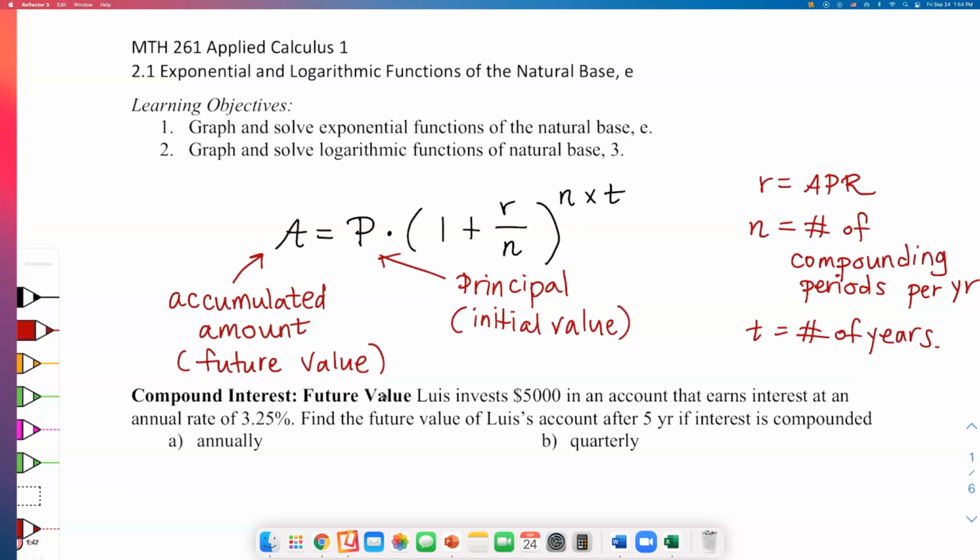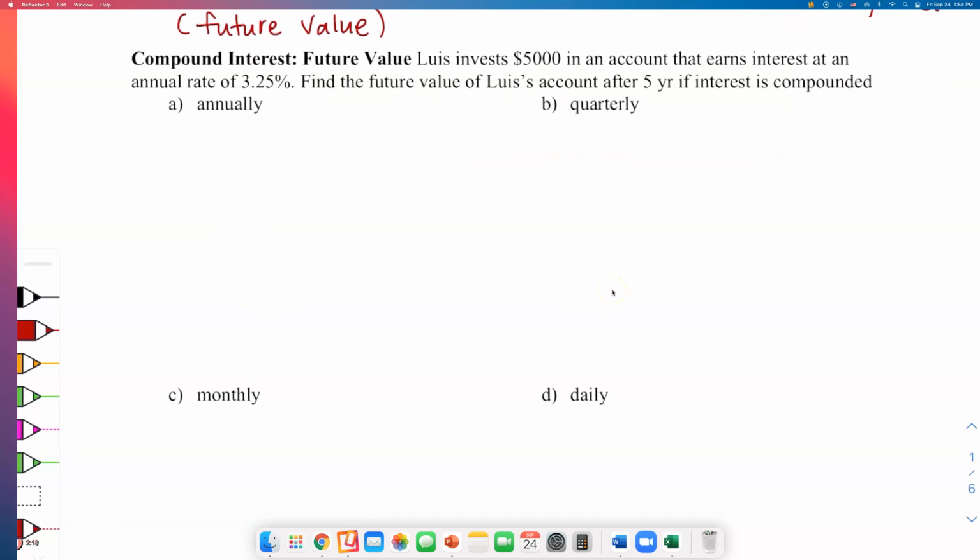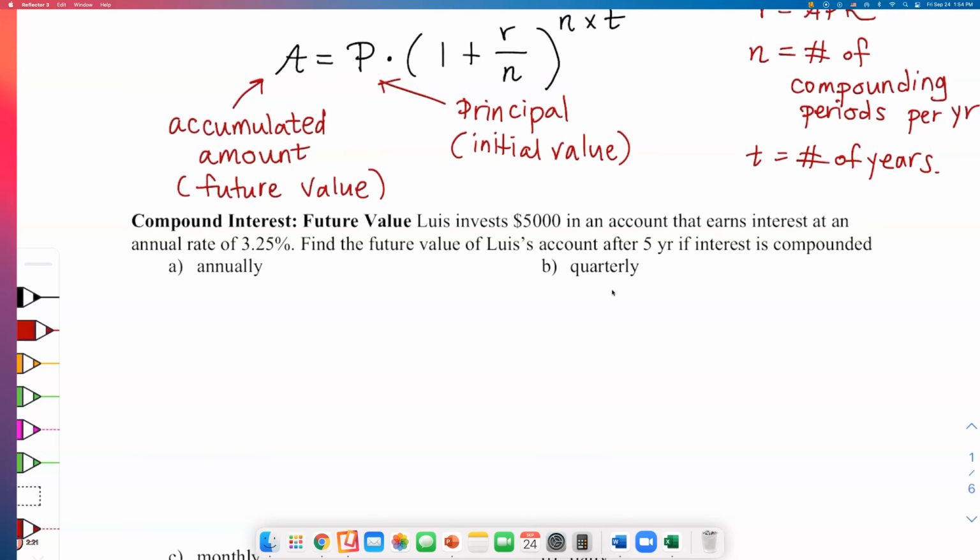Okay, so first page, we're just using this formula, but I'll show you how to identify what N is and how to use this formula to find the future value of an investment, okay? All right, let's take a look at the problem. Luis invests $5,000 in an account that earns interest at an annual rate of 3.25%. Find the future value of Luis's account after 5 years if interest is compounded A, annually, B, quarterly, C, monthly, and D, daily.